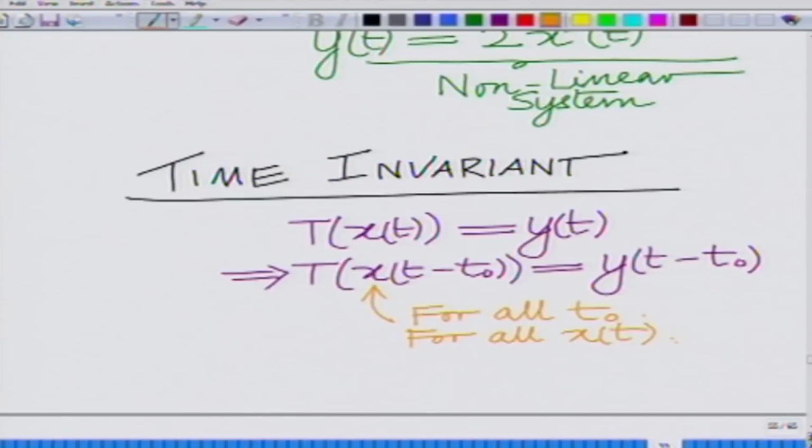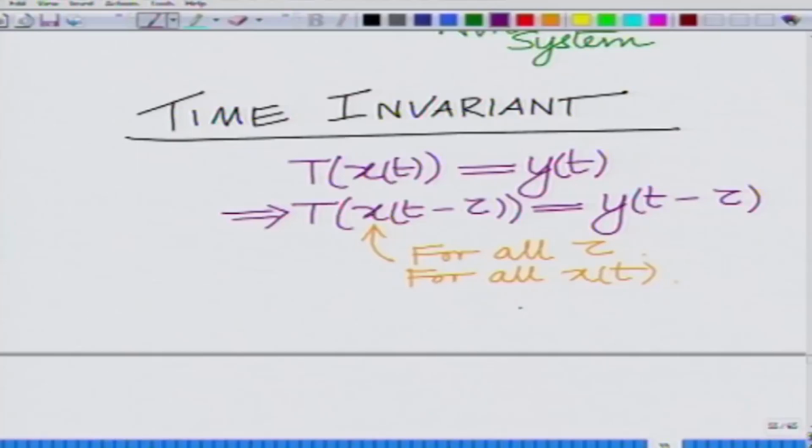That is, for any shift tau, x(t minus tau) yields y(t minus tau). That is, if input x(t) yields output y(t), then if I shift it by tau, x(t minus tau), which is basically a delayed version of x(t), yields an output signal y(t) which is correspondingly shifted.